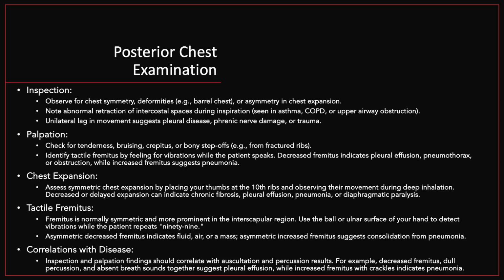All right, so as we spoke about with the anterior chest, for the posterior chest we're going to do the same thing, okay? With the inspection, something I want to point out here: unilateral lag in movement suggests pleural disease or phrenic nerve damage. There's a procedure that we do that commonly can affect the phrenic nerve.